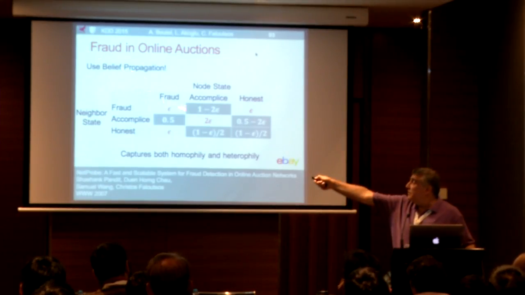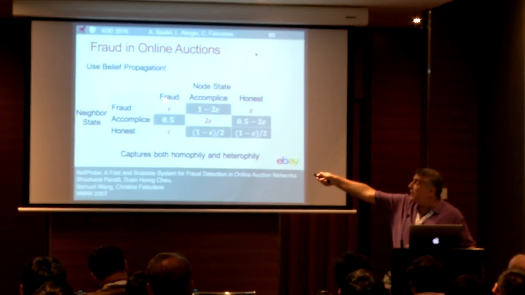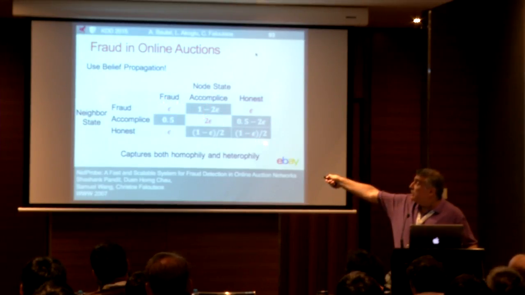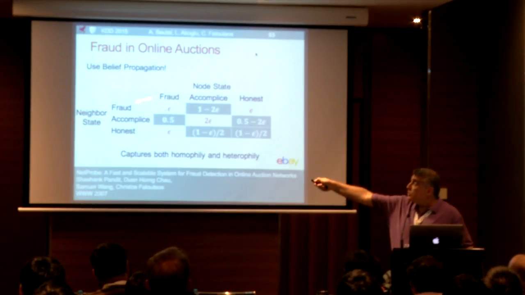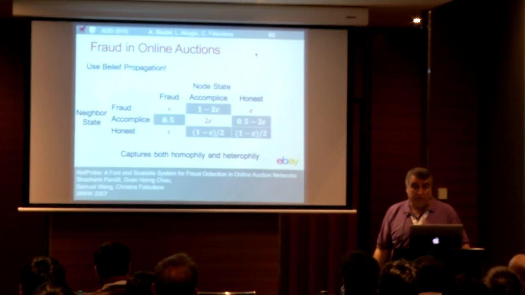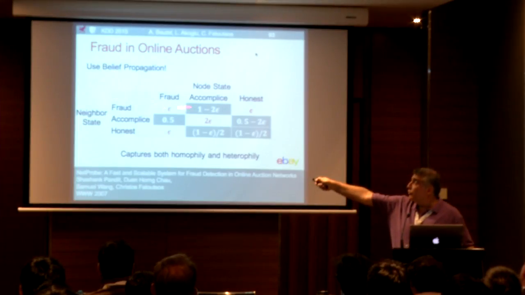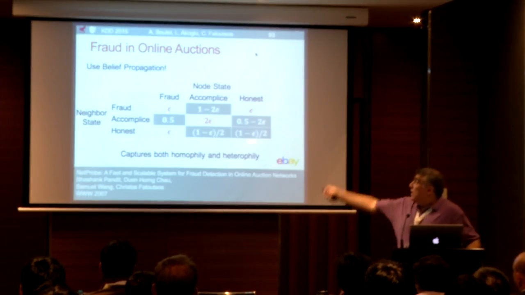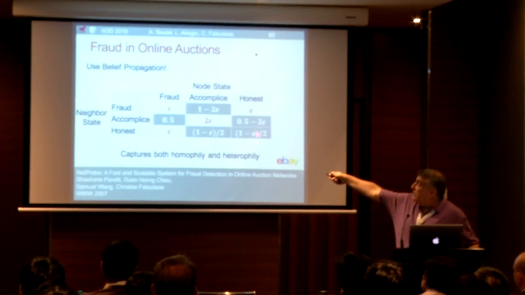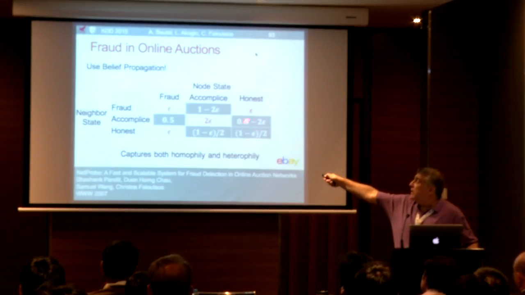Homophily would be if the big values were in the diagonal, in gray. Fraudsters would talk to fraudsters, that would be homophily. Now fraudsters and accomplices have heterophily, right? Fraudsters never talk to fraudsters, they talk to accomplices. Accomplices never talk to accomplices, why bother, right? They talk to fraudsters. Honest people have homophily, right? They usually talk to honest people. Occasionally, they talk to accomplices.